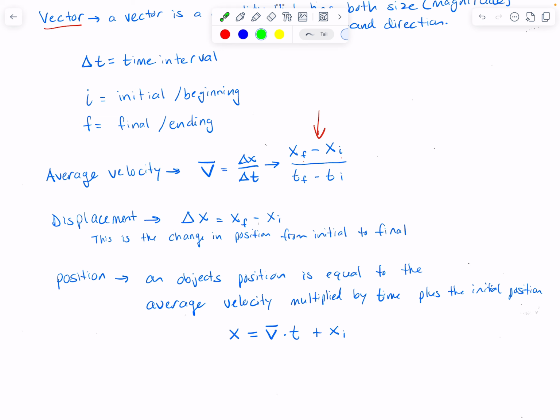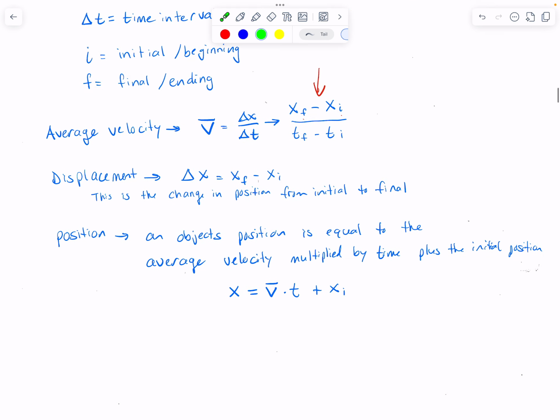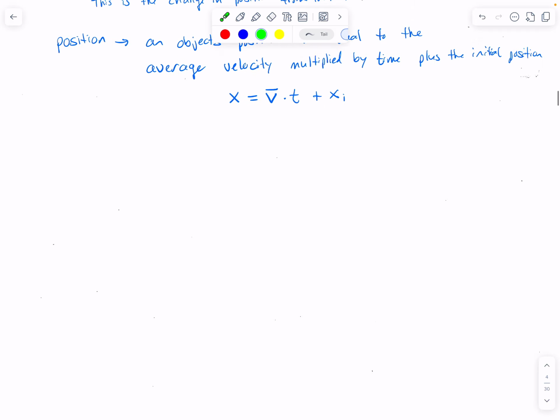And finally, the term position comes up. An object's position is equal to the average velocity, this one, multiplied by time plus the initial position. So if I want to find out an object's position, this is an equation that I could use. So I just make note of those because they came in prior lessons to today's, and you might need to use them in future things. Not positive yet, but you might.